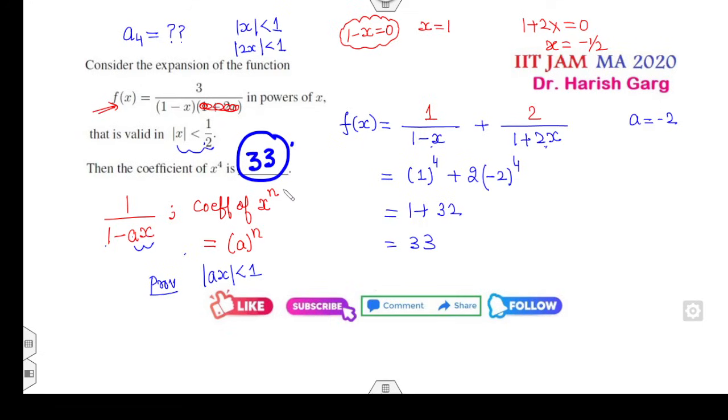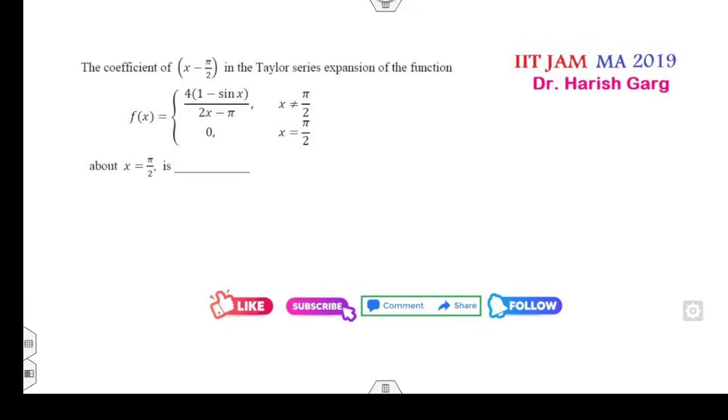Fine. So you must remember these shortcut tricks and get the answer. Okay, now look at the next one. The coefficient about x equal to 0, pi by 2. I can convert into Maclaurin series. I can replace x to be pi by 2 plus x. Fine. So what does your f(x) become? It will be 1 minus sine of x plus pi by 2.